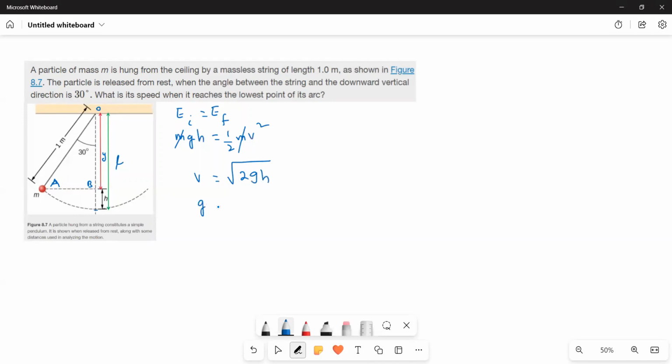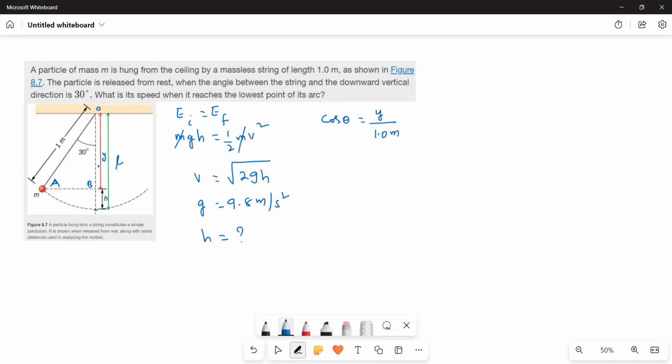We know g is equal to 9.8 meters per second square, and then h is the question mark. Now we have to find out the h from the geometry of the figure. We know OAB is the triangle. From this triangle, we will try to find out the h. Okay, so from the triangle OAB, cos theta is equal to adjacent side by hypotenuse. Here adjacent side is y, hypotenuse is 1 meter. So y by 1 meter.